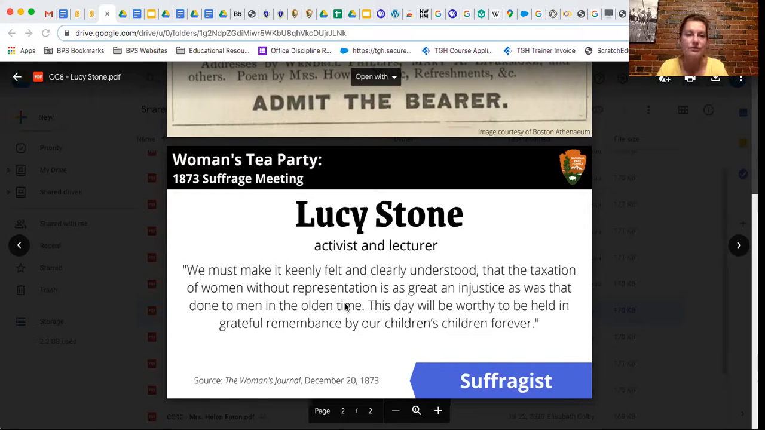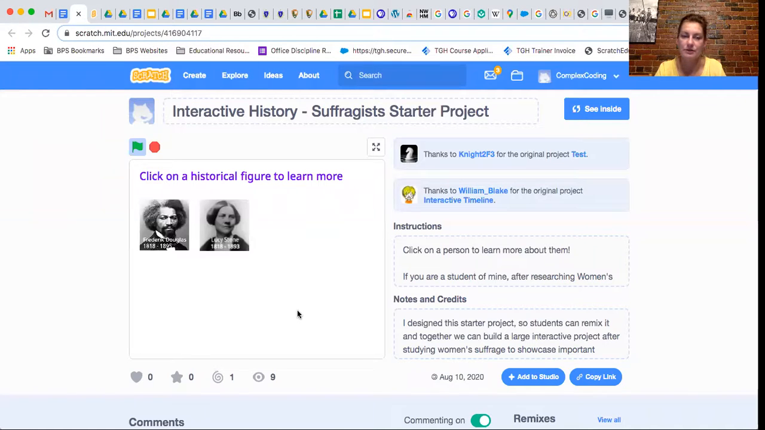So what I decided to do based on this is that I would teach a little bit about women's suffrage and the movements in Boston. And then I would provide the students with a starter project in Scratch that looks like this, so that when you click on a person, the person will come forward and state something about how he or she was involved in the women's suffrage.